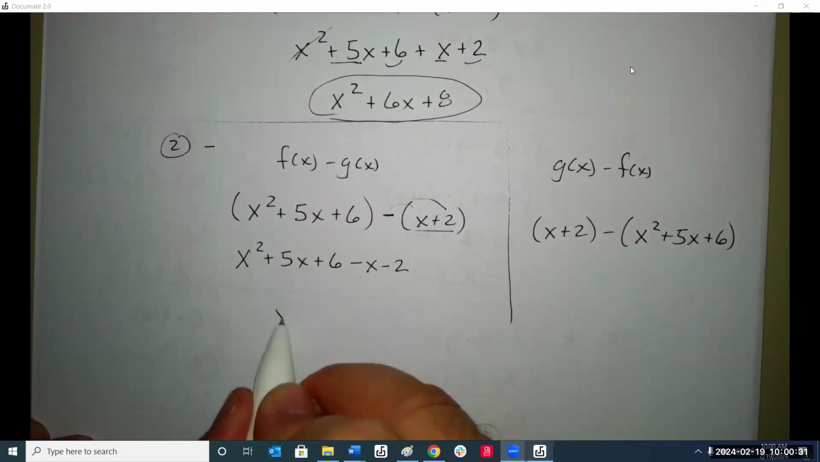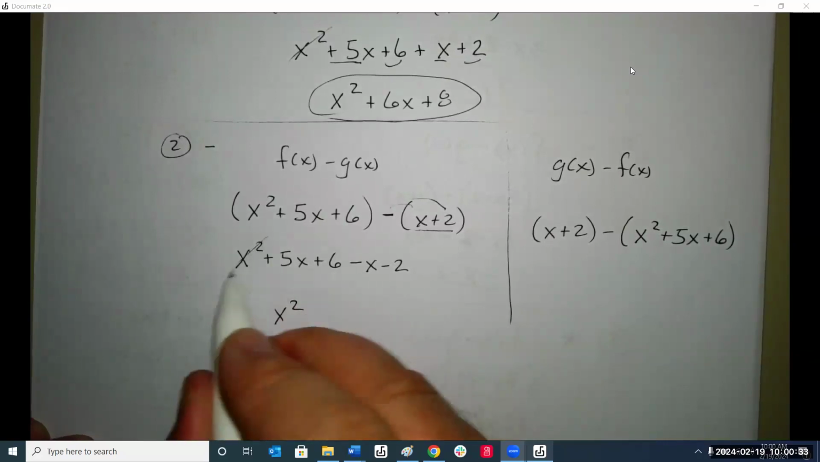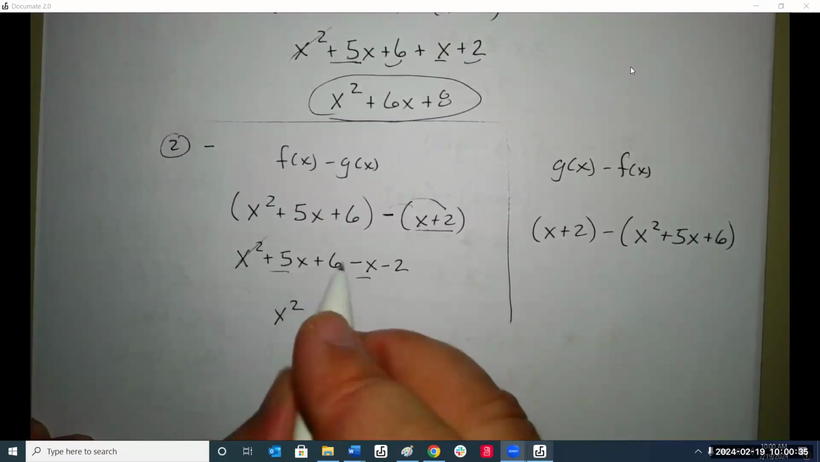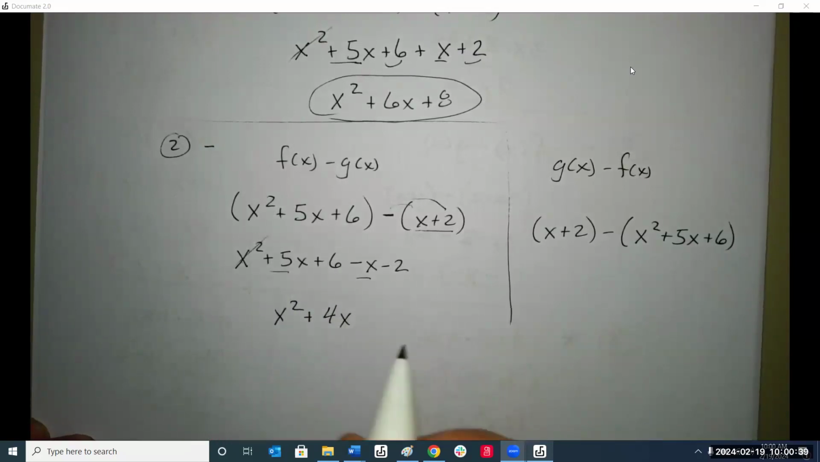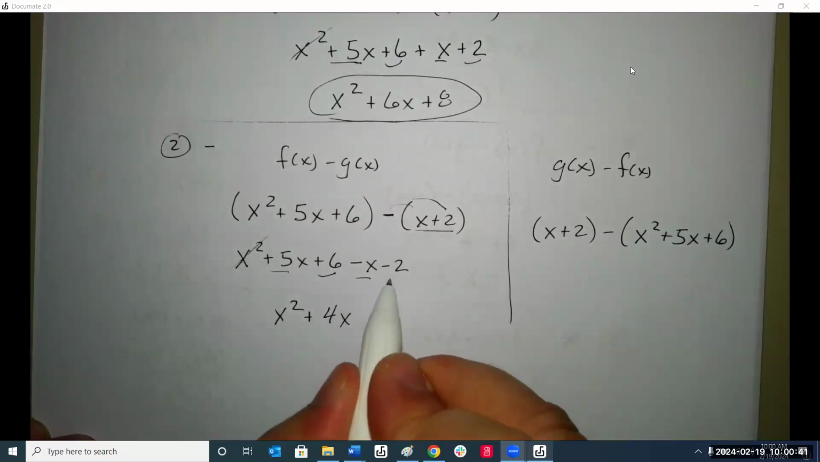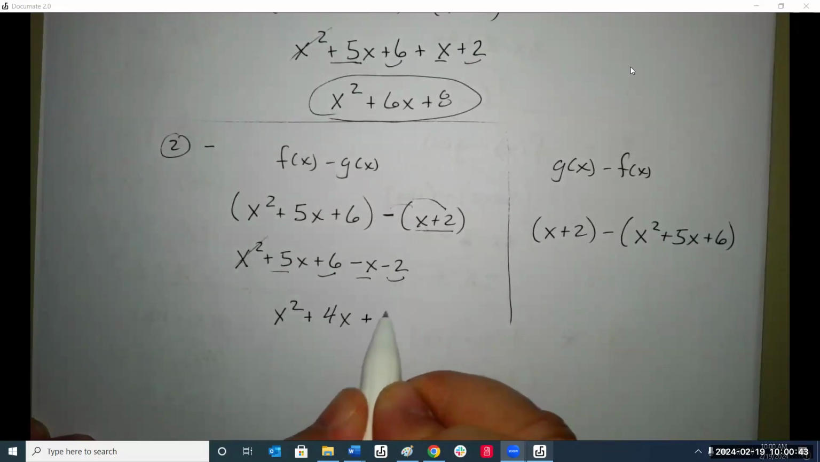Only 1x squared, 5x minus x, since 5 is bigger, so it's 4x. 6 minus 2 is a positive 4.